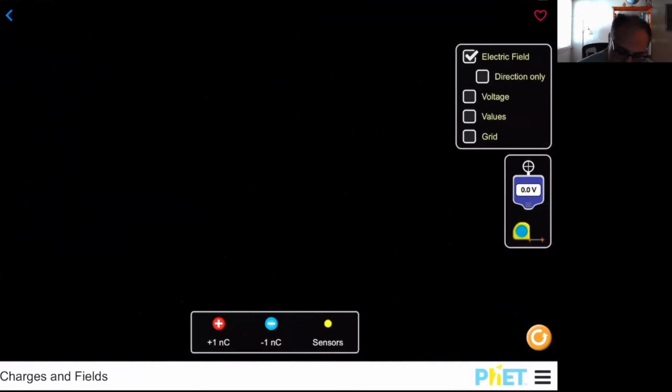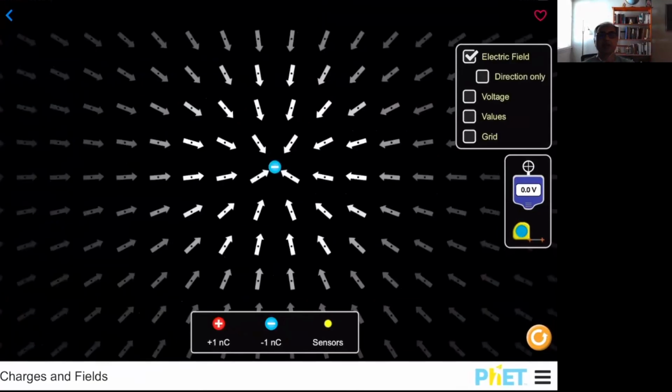Okay, so I'm going to turn off this sensor. Actually, let me just keep this sensor for now. I'm putting a negative charge over here. Notice that every point in space has an electric field arrow pointing towards it. That makes sense? That's what negative charges do. They create electric field vectors pointing towards themselves.